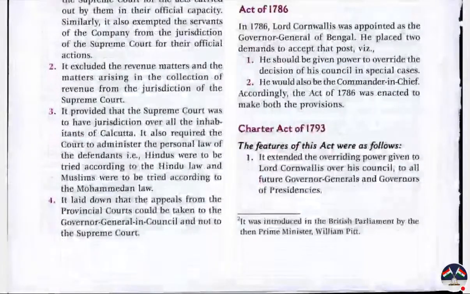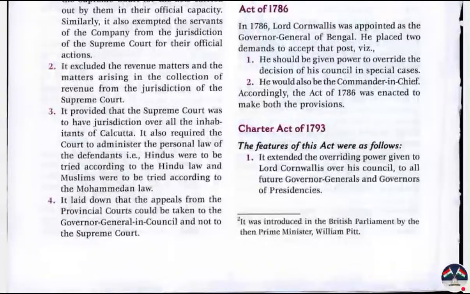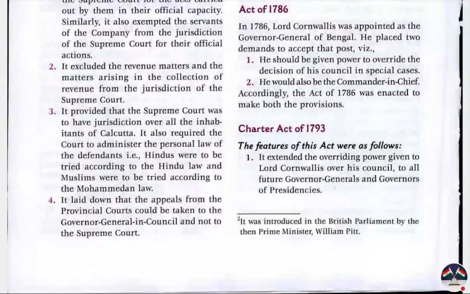So now we move towards the next act, the Act of 1786. It is not so important. In 1786, Lord Cornwallis was appointed as the Governor General of Bengal. He placed two demands to accept the post. He said he should be given power to override the decisions of his council in special cases. Secondly, he would also be the commander in chief.